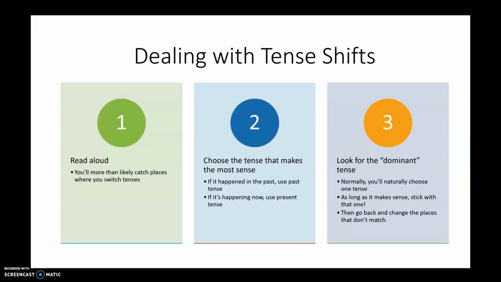The next thing is to choose the tense that makes the most sense. If what you're talking about is something that happened in the past, well, you're probably going to use past tense, right? So just use past tense. If it's something that's happening right now, then you're more than likely going to use present tense. So just use present tense. And the other thing is to look for the dominant tense. Normally you're going to choose one tense. One tense is going to feel more natural to you than another. So as long as it makes sense, just use that one and go back and change the ones that don't match.